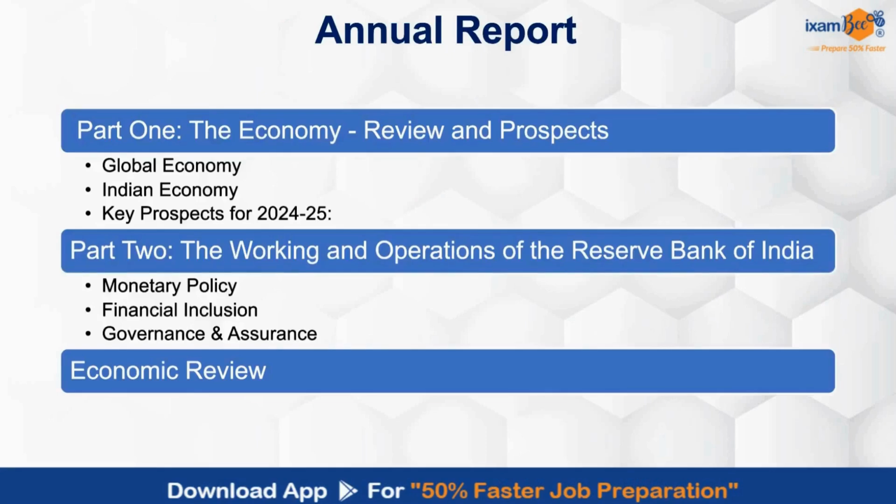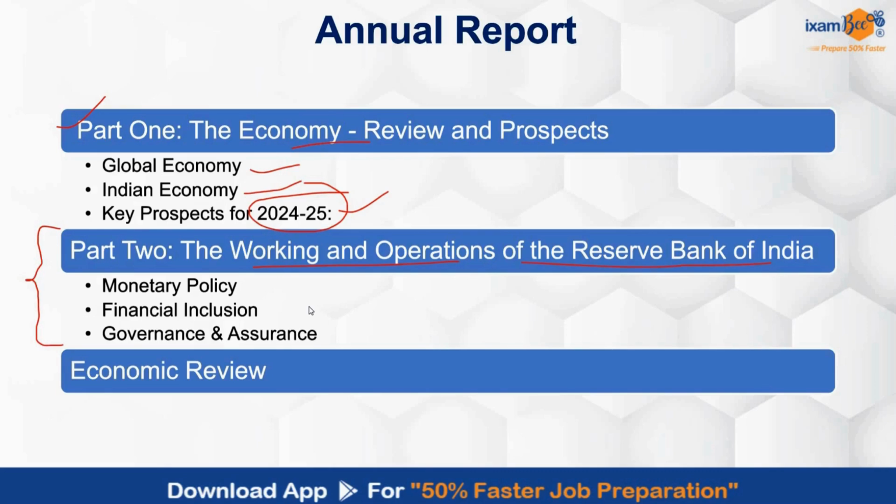So if I give you the overview of the annual report, Part 1 is about the economy. Of course, it starts first with the global economy and then the Indian economy and the future prospects for year 24-25. Global economy and Indian economy you will read here and there also. The second part, which is very interesting, is the working and operations of the Reserve Bank of India.